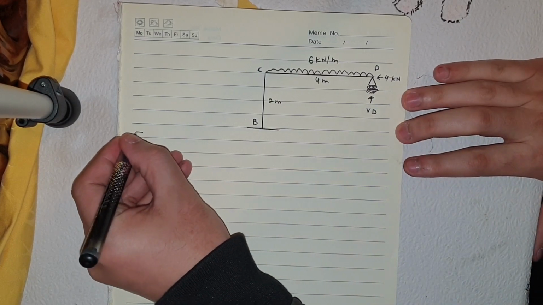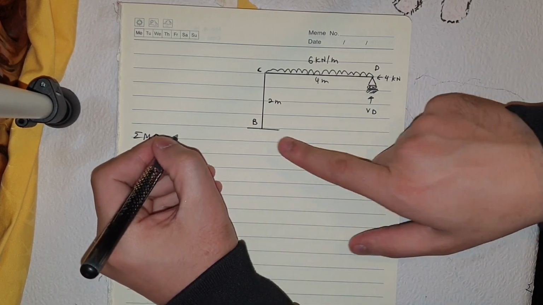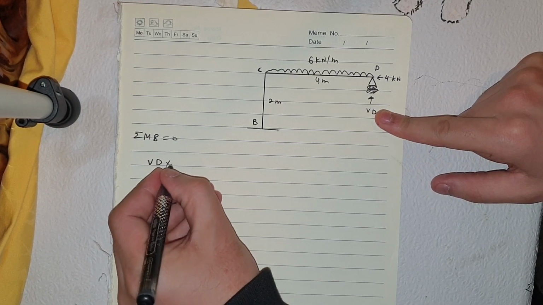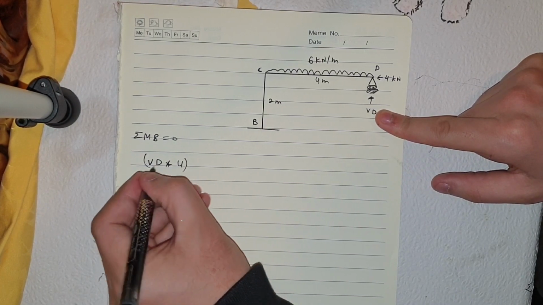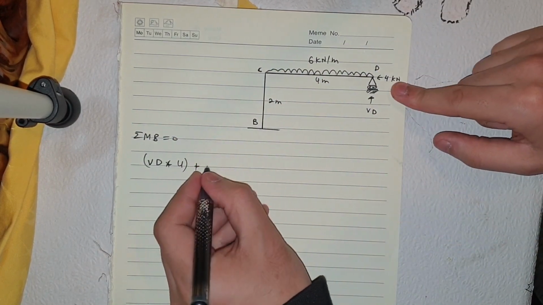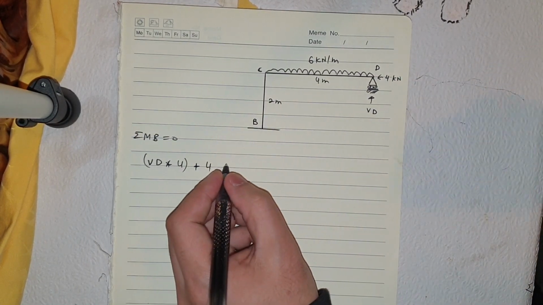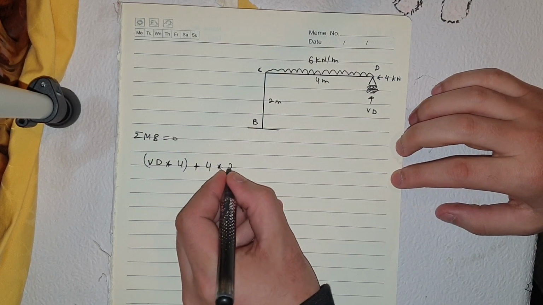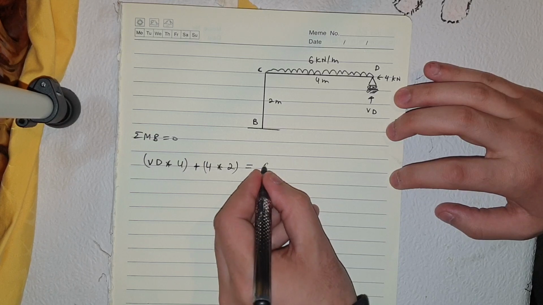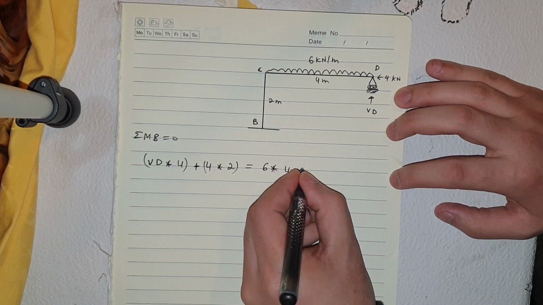So we take a summation of moment at point B, which is equal to 0. So we have a Vd times the distance is 4, plus 4, which will be acting in the same direction of Vd, 4 times the distance is 2 meter, which is equal to 6 times 4 times 2.